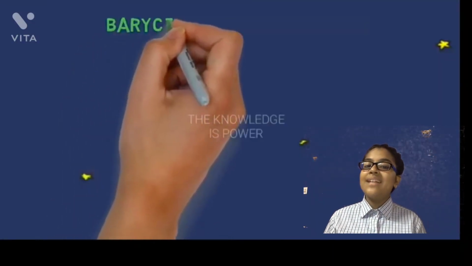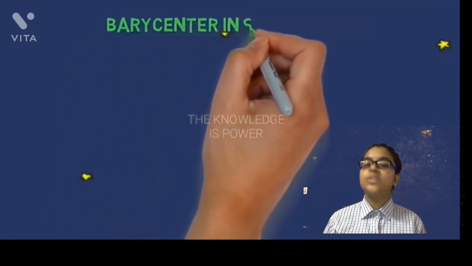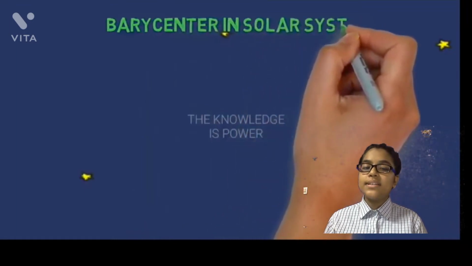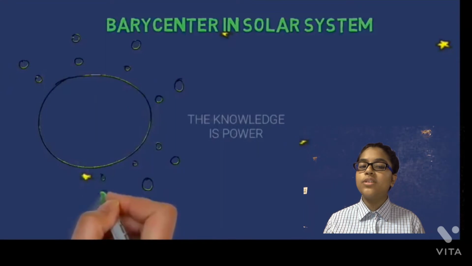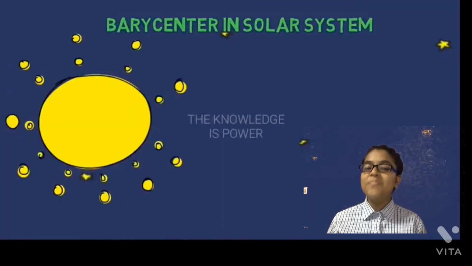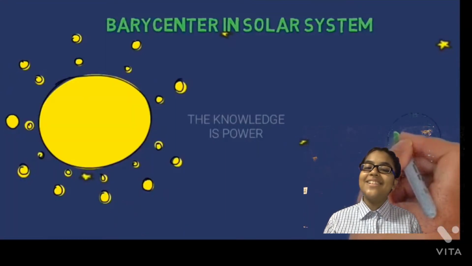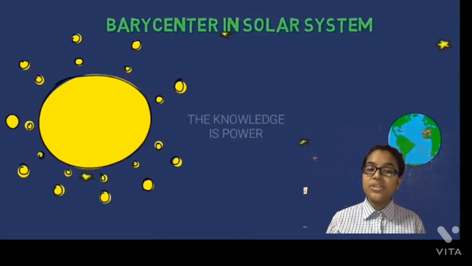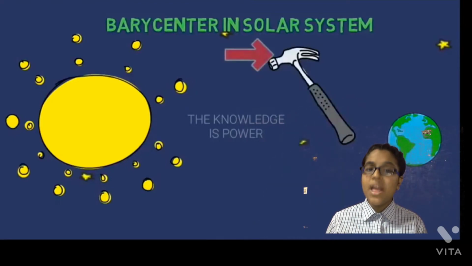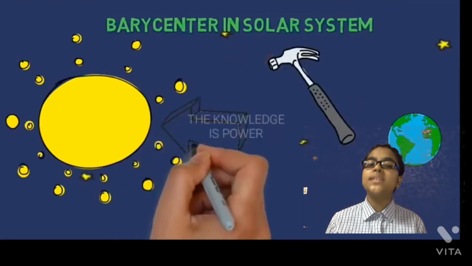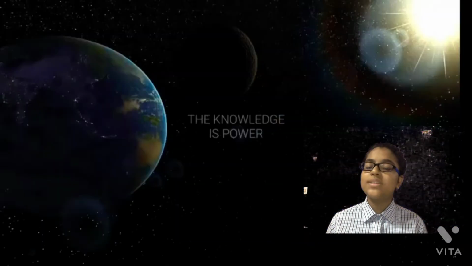Now, let's talk about the barycenter of the solar system. There is a barycenter between Earth and Sun. Let's take an example of just Earth and Sun, our habitat. The Sun has lots of mass in comparison to Earth, whose mass is very small. That means the Sun is like the head of the sledgehammer, and so the barycenter between Earth and the Sun is very close to the center of the Sun.